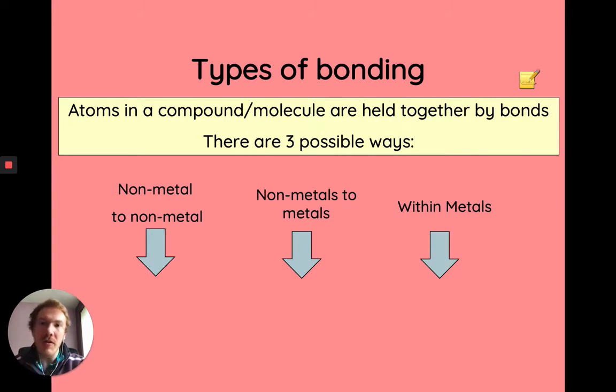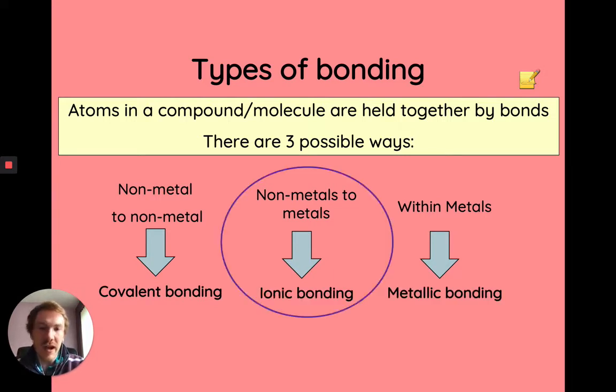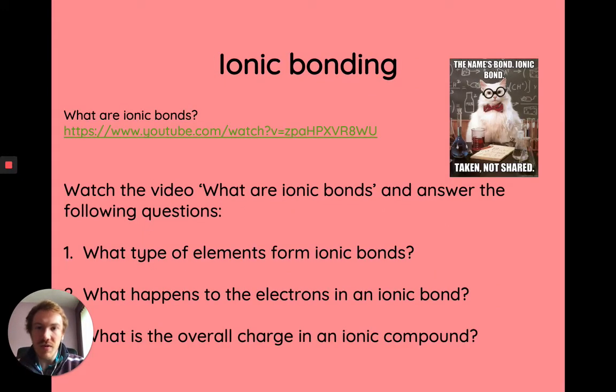In terms of chemical bonding, there are 3 types of bonding that we will look at in National 5 Chemistry. One is covalent bonding, one is ionic bonding, and the other is metallic bonding. Ionic bonding is the focus of today's lesson. There's a brief video on YouTube that you'll be able to look at and answer the 3 questions that are on the screen.